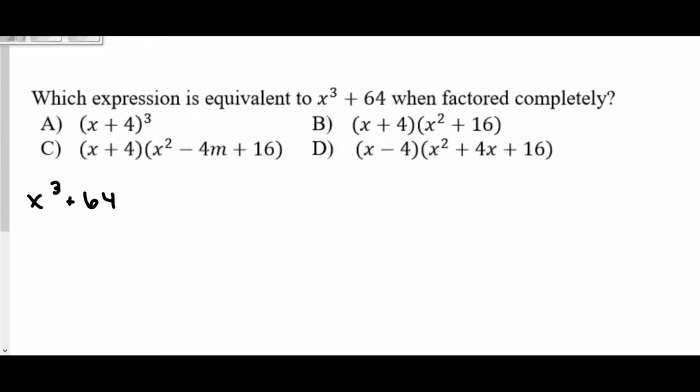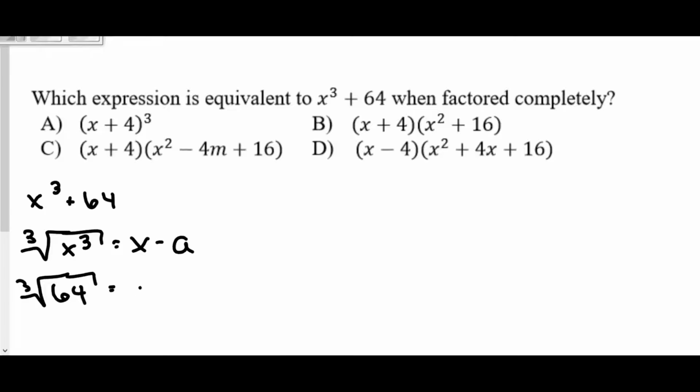The only other option we have is the sum and difference of perfect cubes. X cubed is a perfect cube, and so is 64, so it looks like we are going to be using that. So your first step is to uncube your cube. So I'm going to take the cube root of x cubed, and that is x, and that equals a. And then I'm going to take the cube root of 64, that is 4, and that equals b.